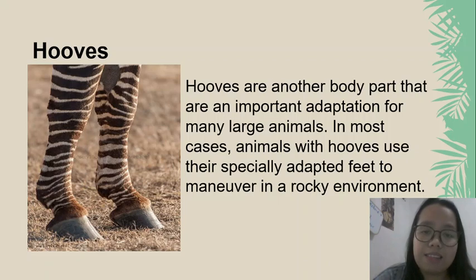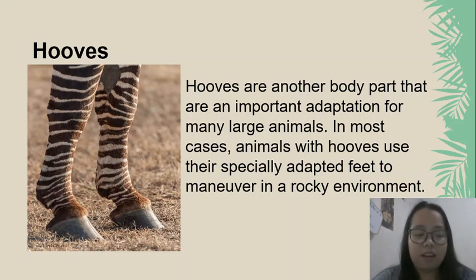So hooves are another body part that is an important adaptation for many large animals. In most cases, animals with hooves use their especially adapted feet to maneuver in a rocky environment. For example, horses. Diba? Horses, we have cows, we have carabaos. They have hooves on their feet. So hooves protect the feet of the animals and allow for greater mobility than unprotective feet. So nakakatulong talaga yan kasi, for example, yung horses, di ba, they can go to rocky roads, rocky mountains, and okay lang sa kanila because they have hooves.